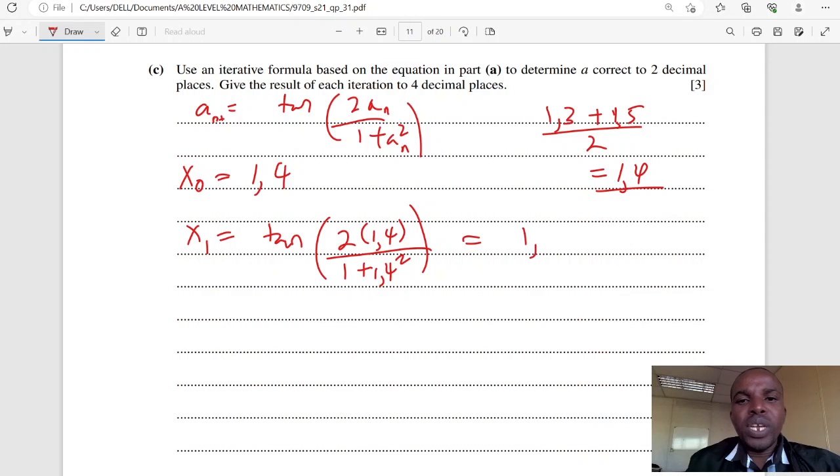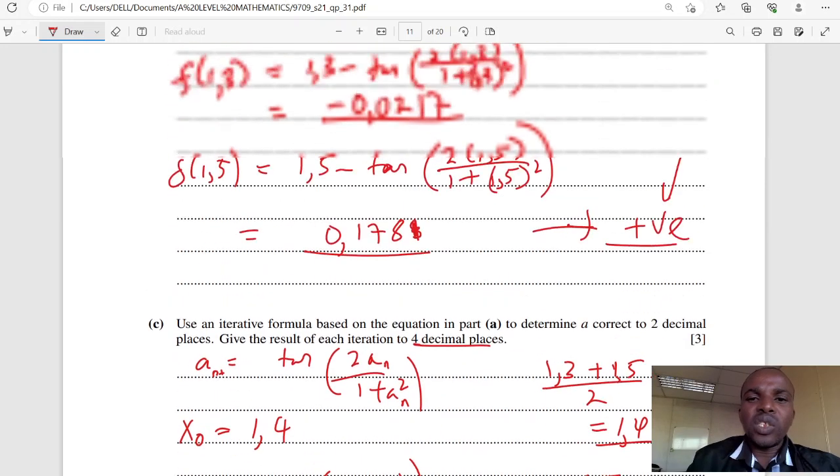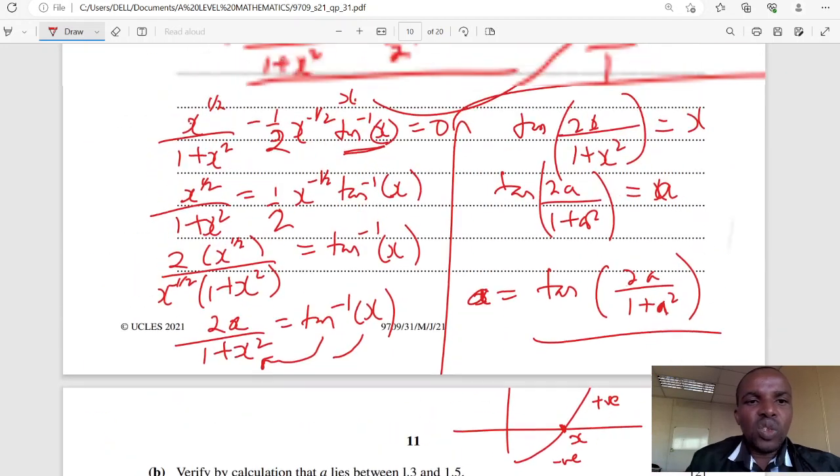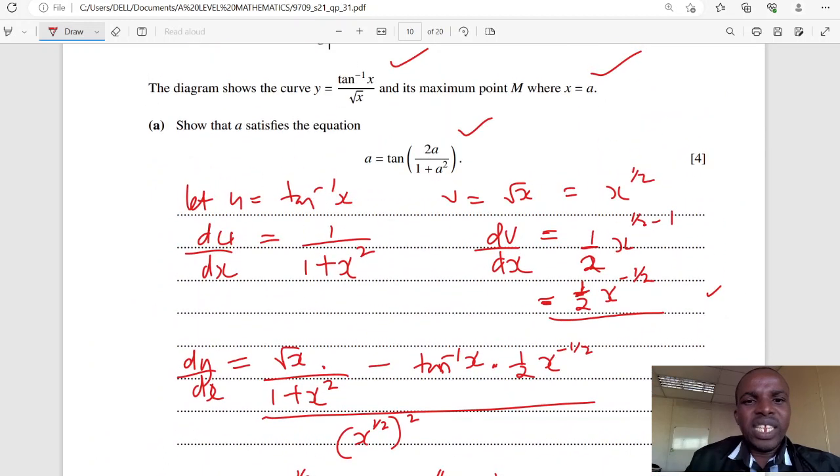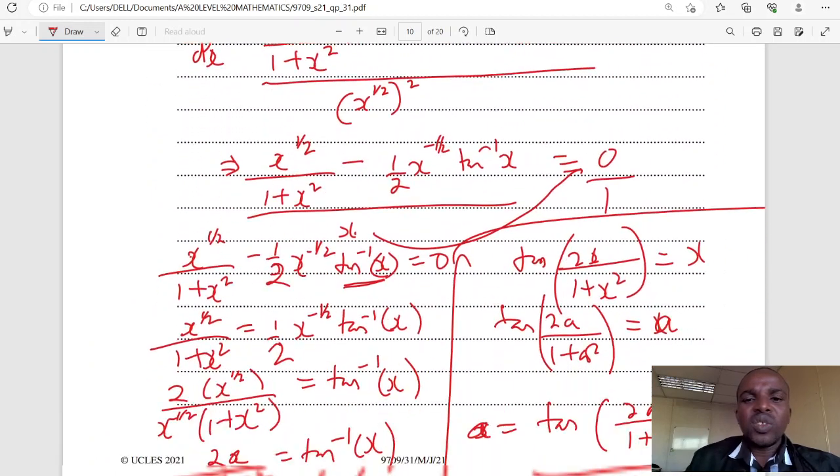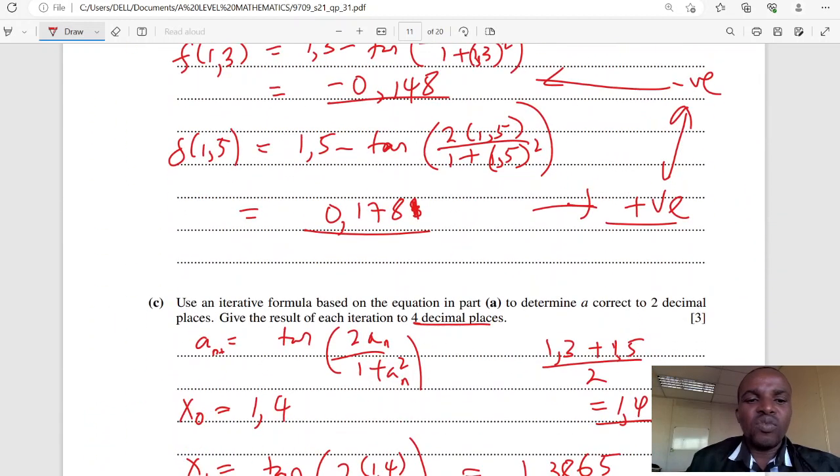I will get 1.3865. Give the result of each iteration to 4 decimal places. Then I move on to x2. Where there is a now, I'm putting x0. This one is a, not x, right? So I can use a in this case instead of x.